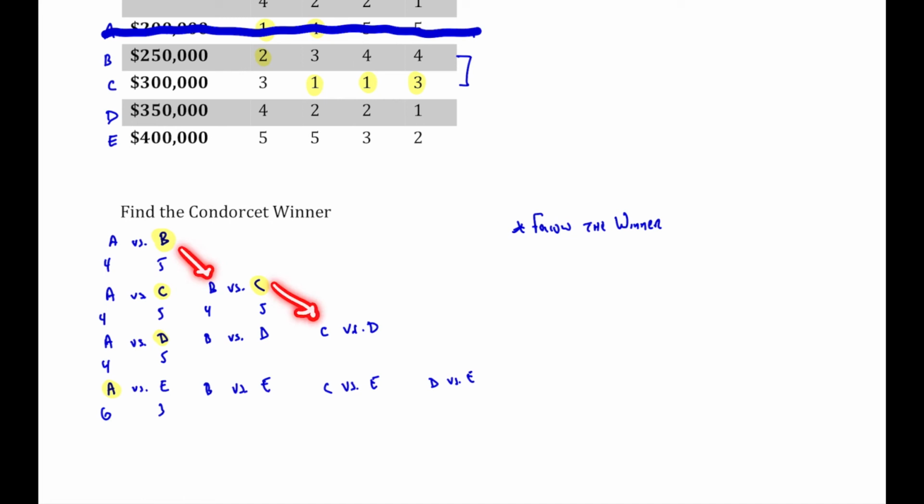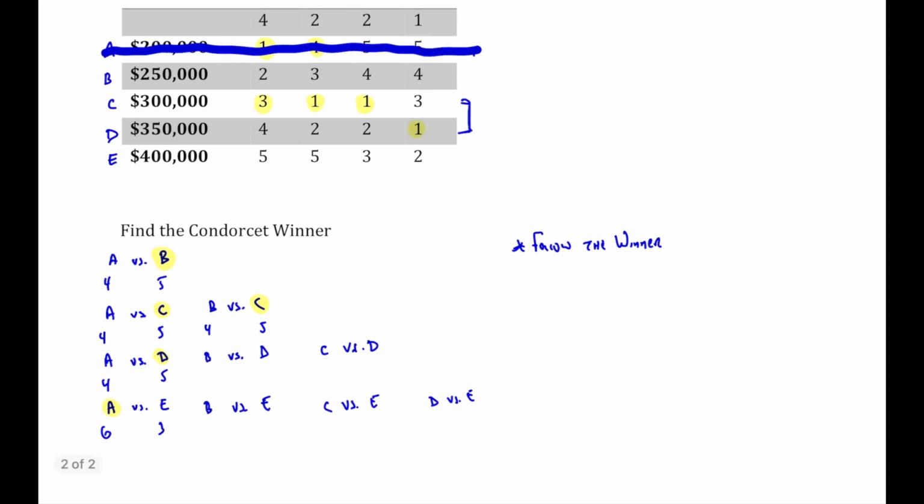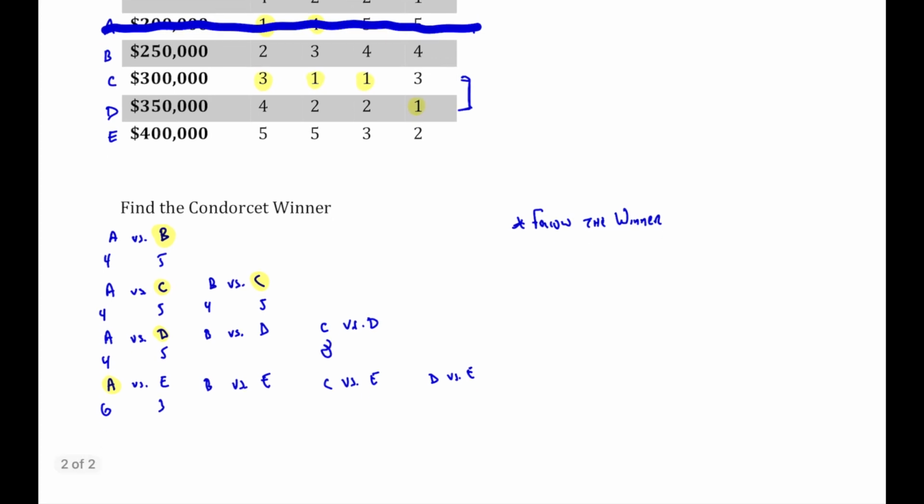I'm going to check C against the others. So let's check C versus D. And we've got C, C, C, D. All right, so that is 4, 5, 6, 7, 8, 8 to 1. C's our winner there. I'm going to follow the winner. So C beats D. That means D's out. I'm going to check C versus E now. C versus E. Got C, C, C, and E. Again, 8 to 1.